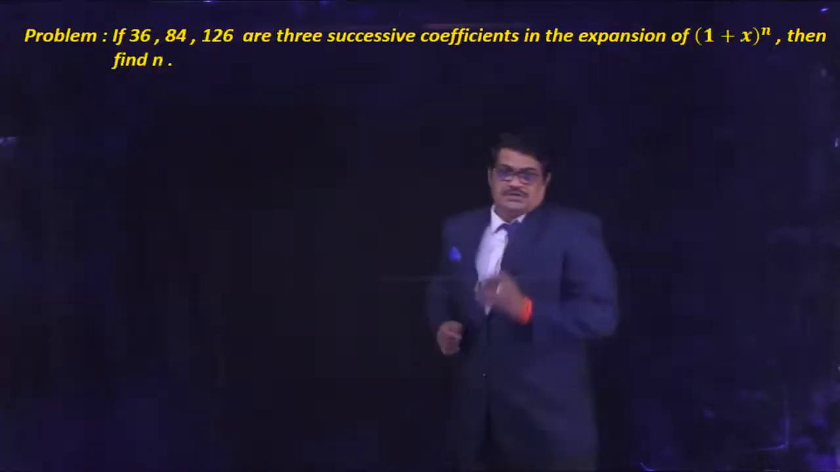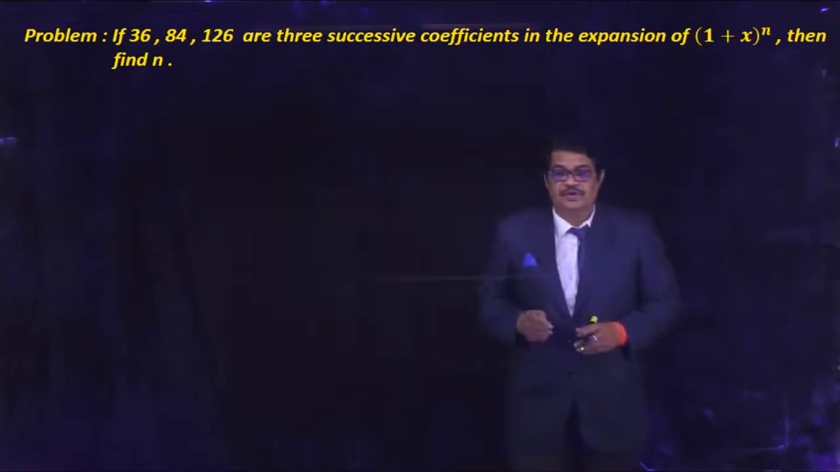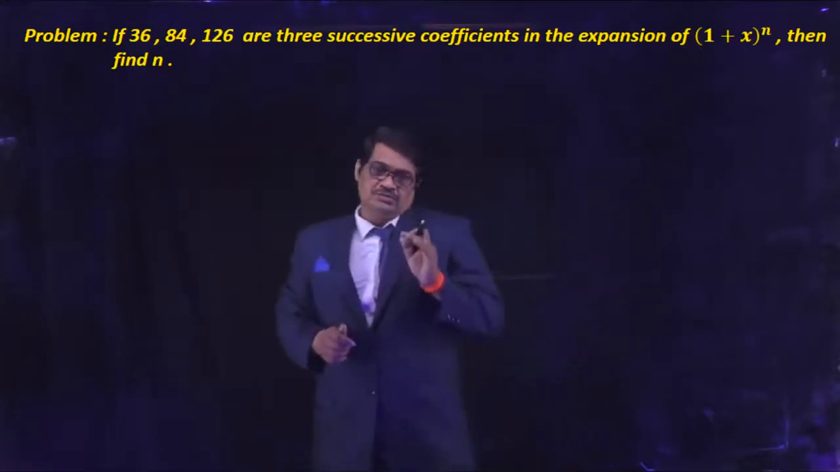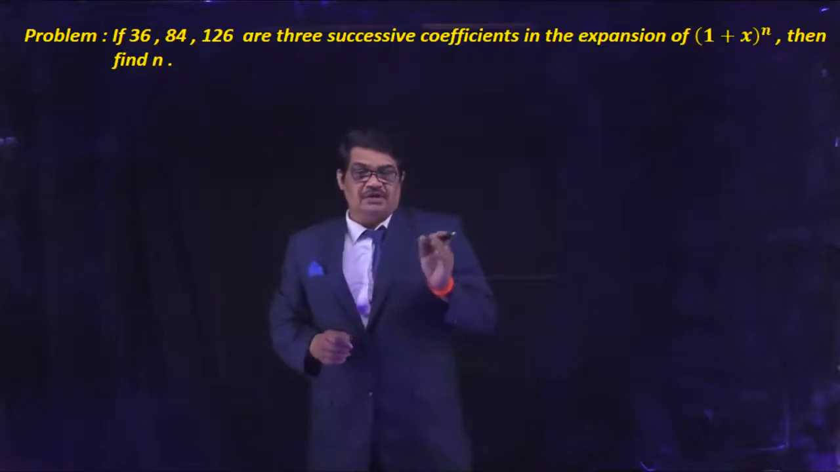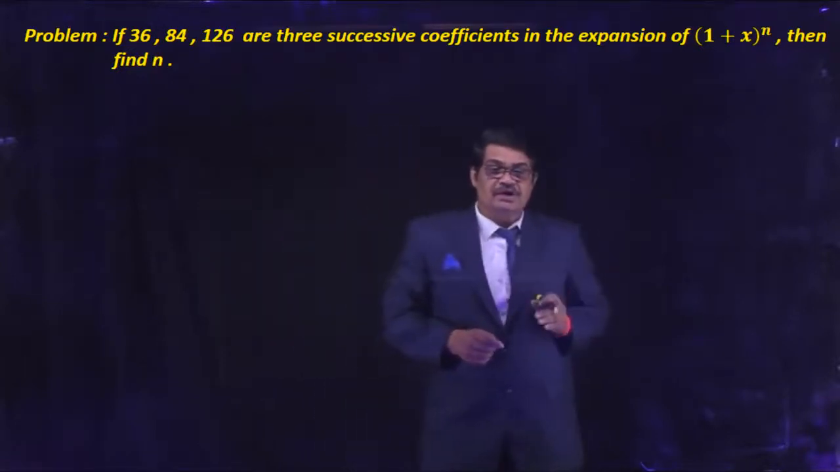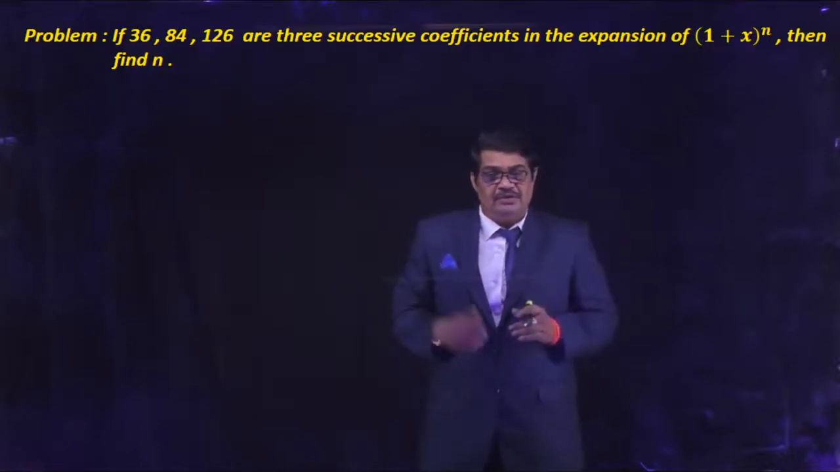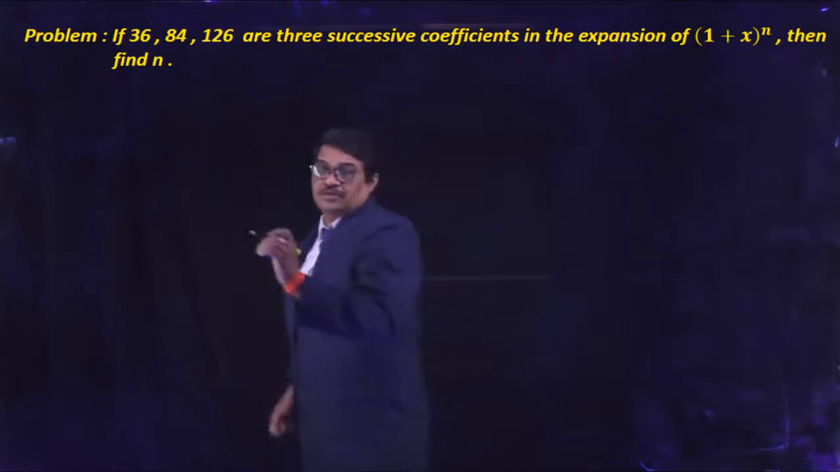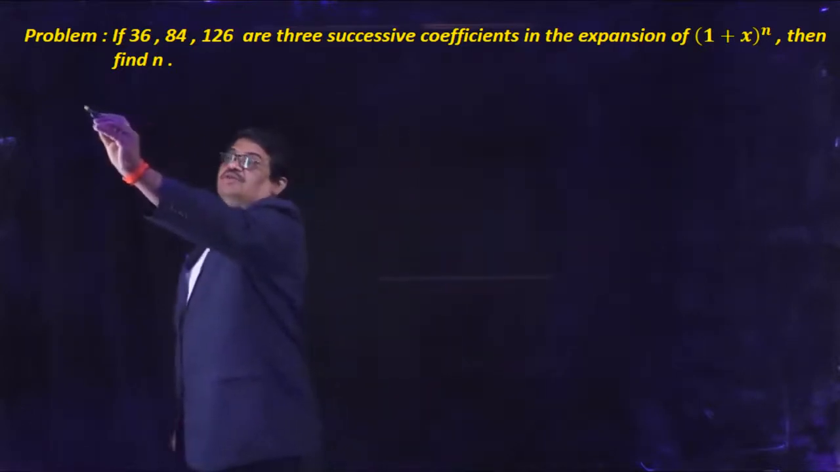Okay, see the another problem. If 36, 84 and 126 are the three successive coefficients in the expansion of 1 plus x whole power n, then find the value of n. So this is our problem. See the solution.